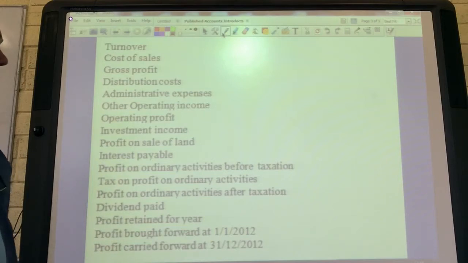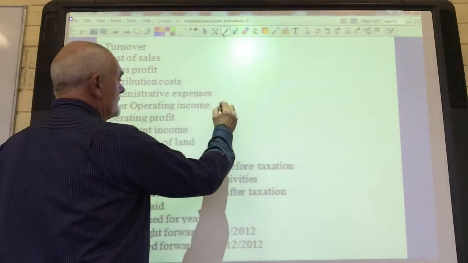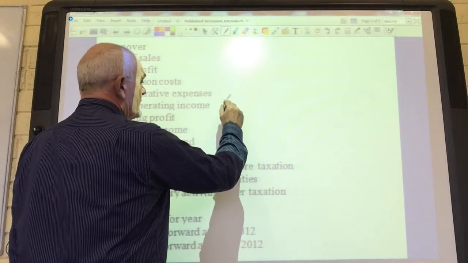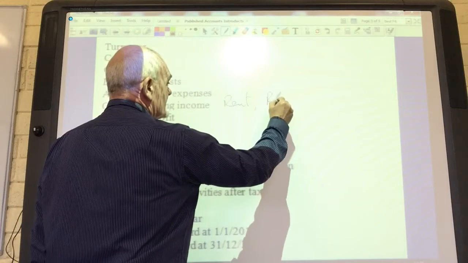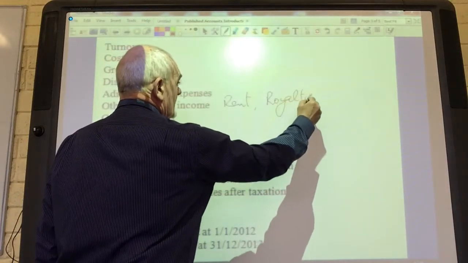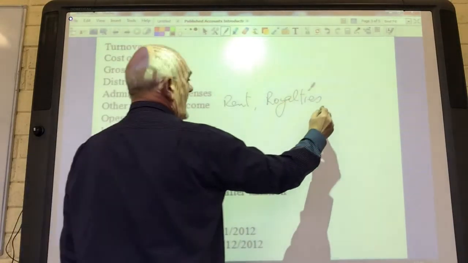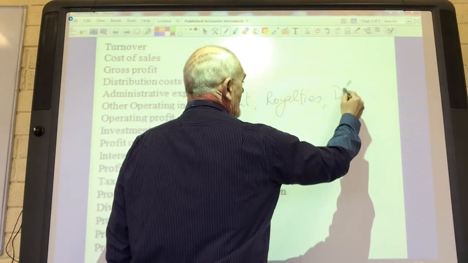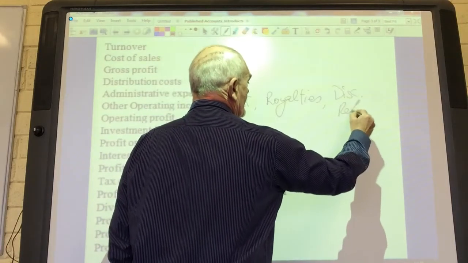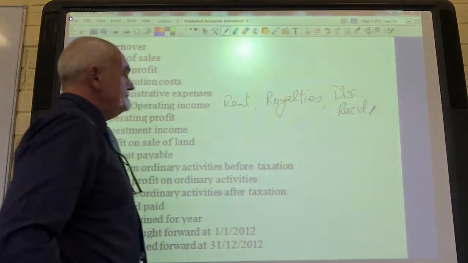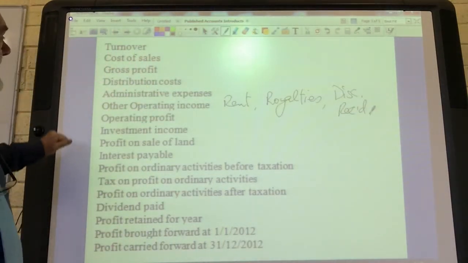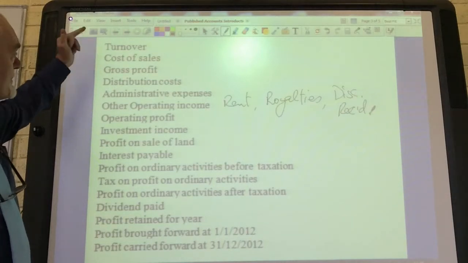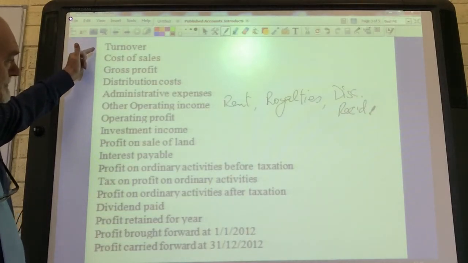Now in this particular question, the other operating income is made up of rental income, royalties received on patents, and there's also discount received. Now they're looked at as other operating income. Your main operating income is always turnover, your sales, usually.